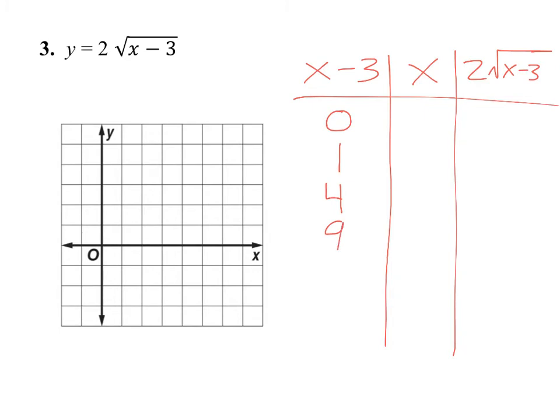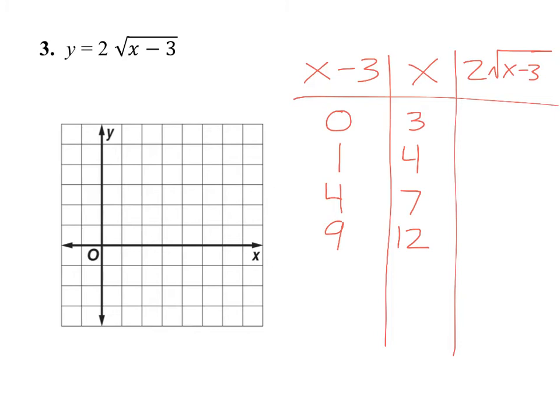Okay, now what x values would make x minus 3 equal those? Well, we do the opposite. Since that says x minus 3, we're just going to add 3. So add 3 to 1, add 3 to 4, and add 3 to 9. So I added 3 to all of the numbers in the first column. Those tell me the nice x values that'll make our radicand a perfect square.